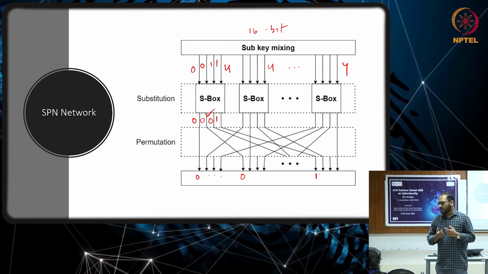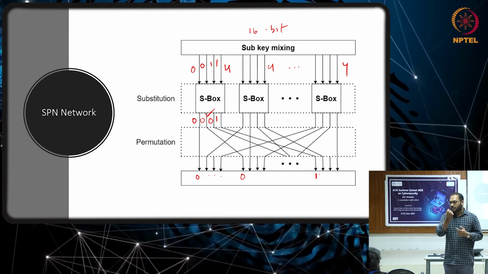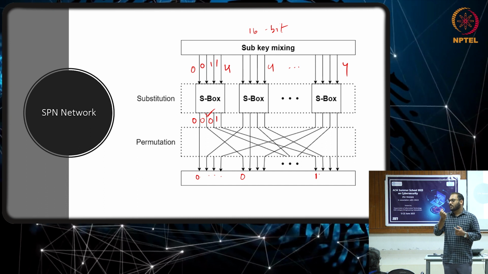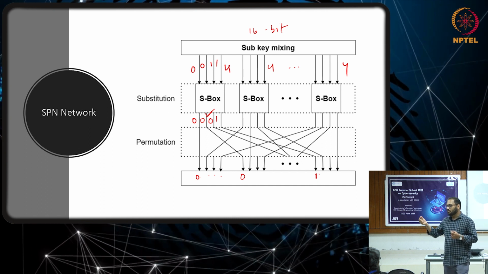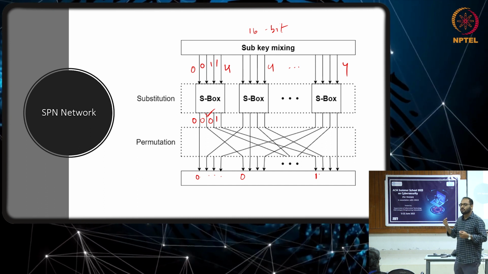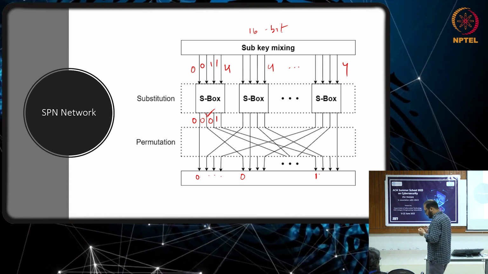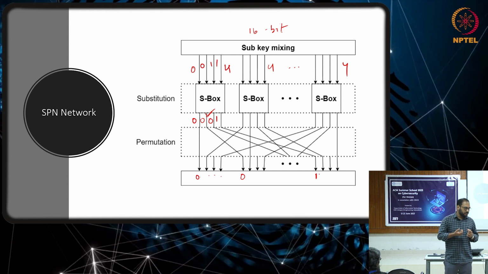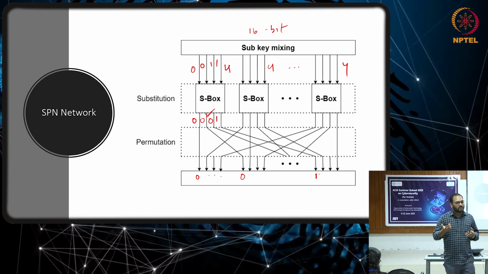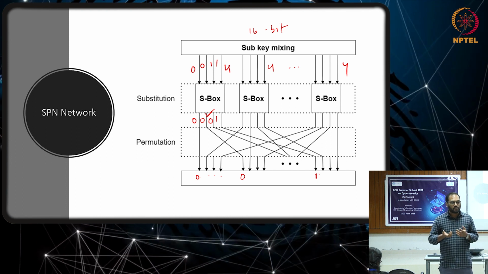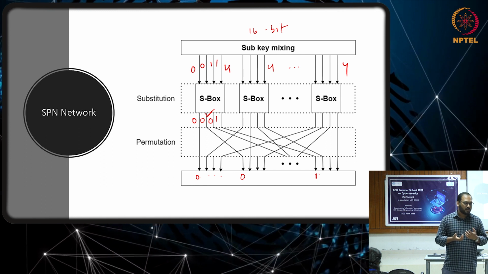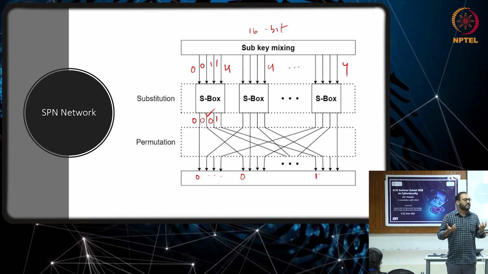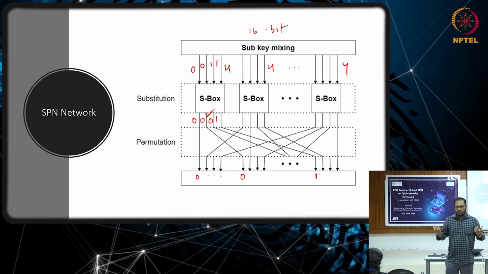Permutation is cross wiring. Cross wiring means the one at one position will go to some other position, but it won't change. It won't convert to 0. So that's the difference between substitution and permutation. In substitution, the number of ones can vary. Hamming weight of the output can vary. But in permutation, Hamming weight of input and output will remain same. Hamming weight means number of ones.